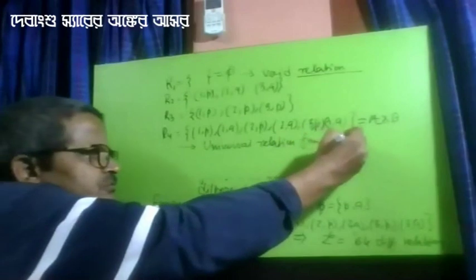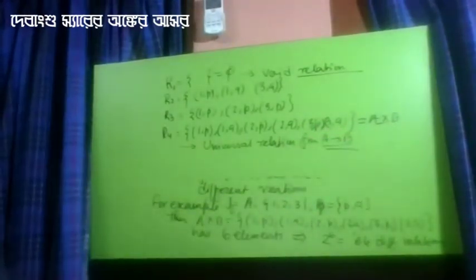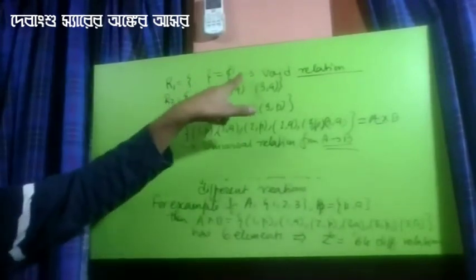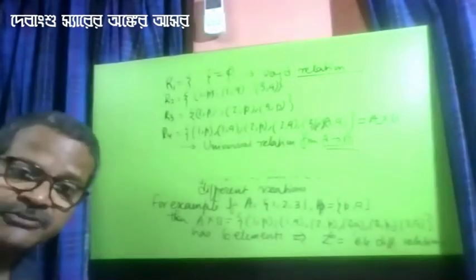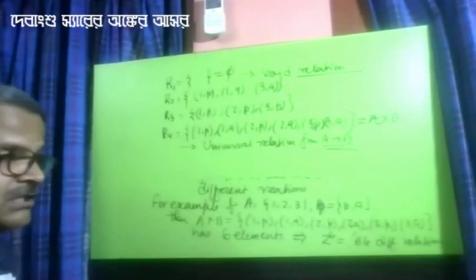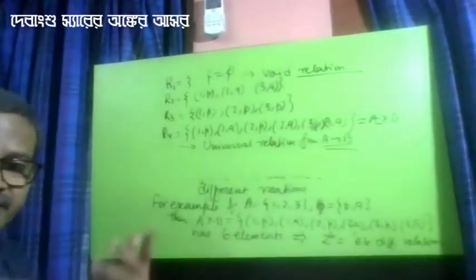We write it in this way: A arrow B means A to B. So this is called the void relation and this is called the universal relation from A to B. What is the universal relation from A to B? It is A into B. What is the universal relation from B to A? It is B into A. So very, very tough definitions.